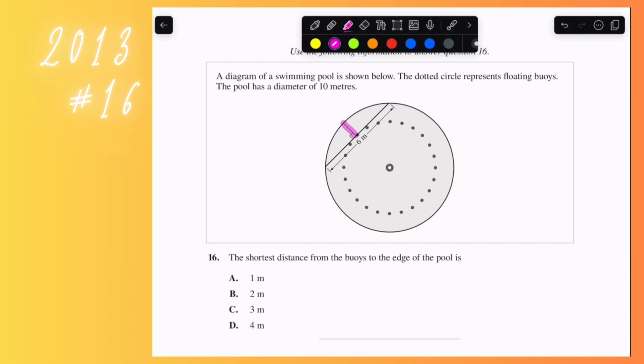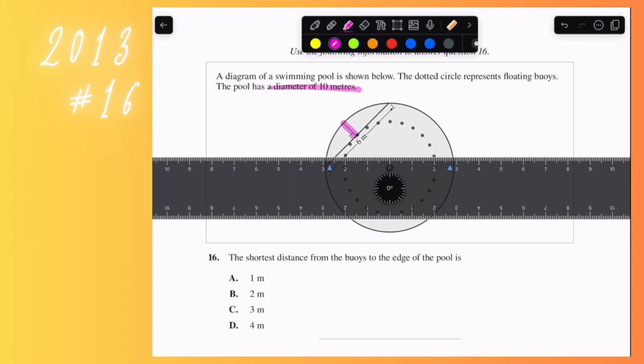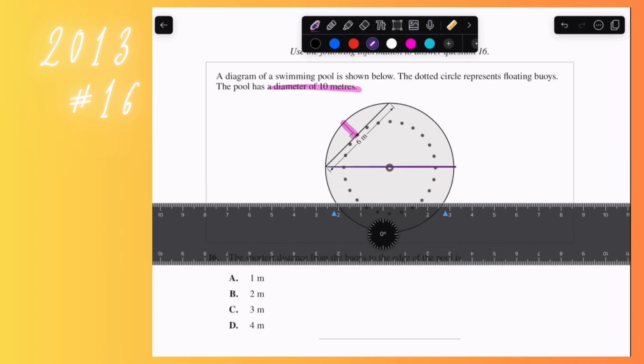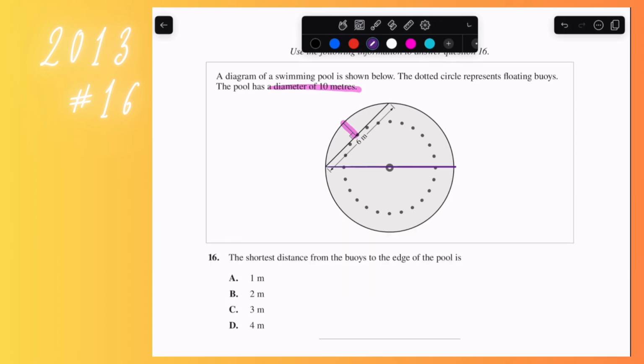So let's take a look at what we know. We know the pool has a diameter of 10 meters. So again, what that means is if I were to draw a straight line here, cutting that circle in half, that's going to give me my diameter of 10 meters. Now, again, we have to be really mindful and think about how we can move that diameter, or in this case actually the radius, to create a right angle triangle. So I'm just going to play around with it, move it like the arms of a clock, and see where I can get a triangle.